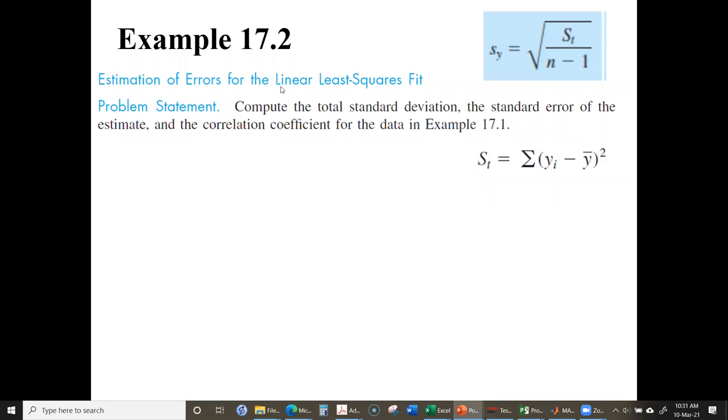In this case, estimation of error for the linear least square fit: compute the total standard deviation, the standard error of the estimate, and the correlation coefficient for the data in this previous example. So for the example which we have just found, we need to find the standard deviation, standard error of the estimate, and the correlation coefficient. For this, we have these formulas. This formula is for the standard deviation, and this formula is for the St, which is the sum of the squares from the mean value.